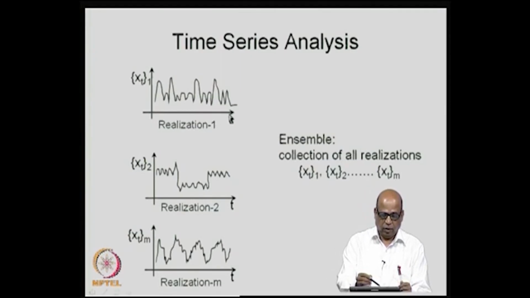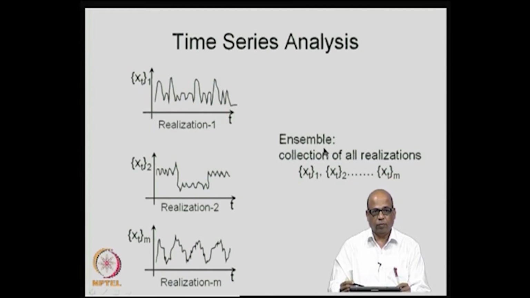This is shown graphically here. Let us say you are talking about stream flows and then you may have one realization between 1920 and 1950. This is a realization. Then you may have a second realization between, let us say, 1970 and 1990. This is another realization. Like this, you may have m different realizations. So, these sets of m realizations constitute the ensemble of time series.